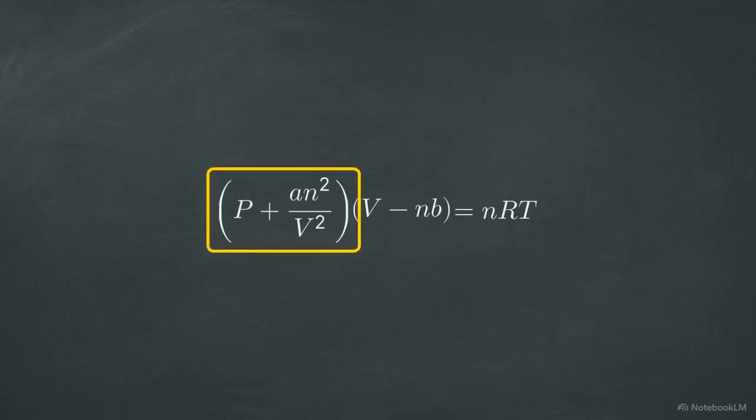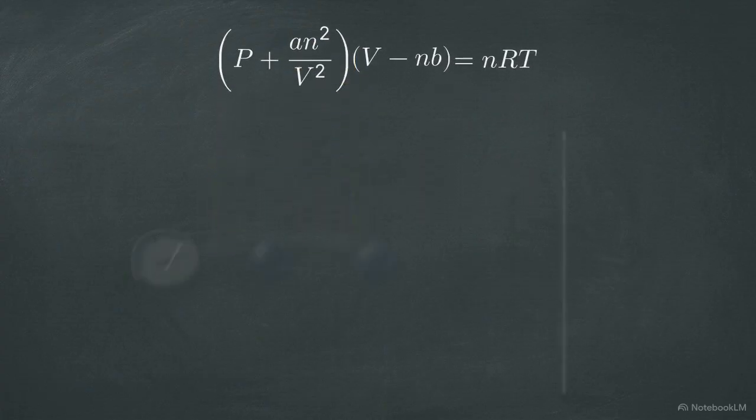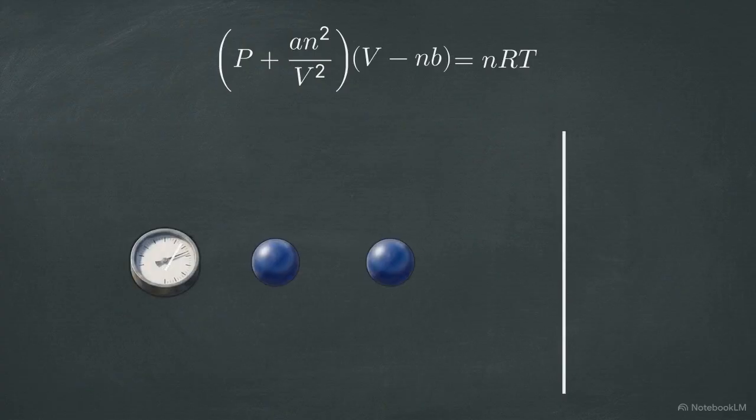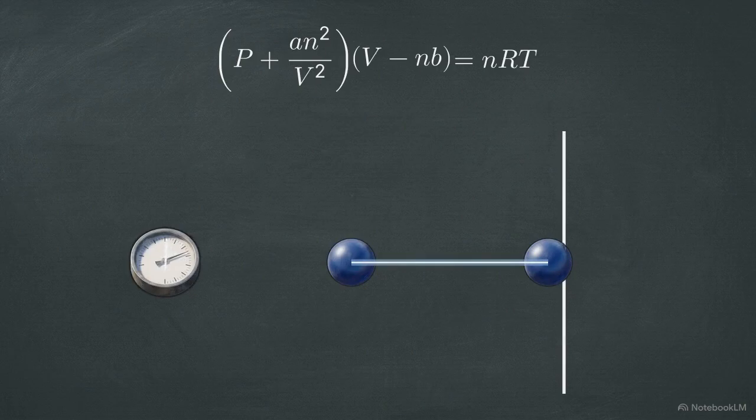The A term corrects for attractive forces between polarizable molecules. Stronger dipole interactions mean a larger A constant. These forces act like a magnetic tether, slowing particles before they hit the wall, accounting for the lower pressure.